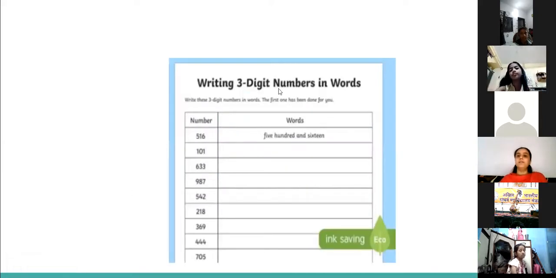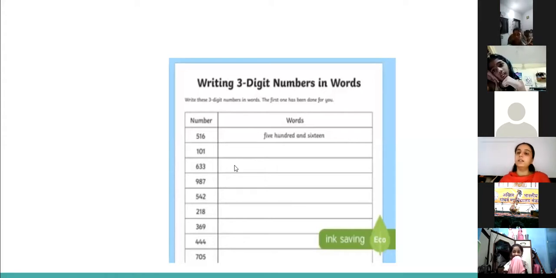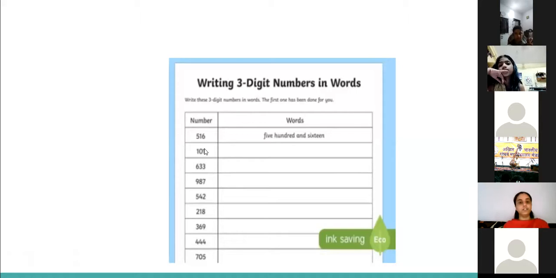Okay. Now we are going to write down the 3-digit number in words. I will be sharing that with you later on when we have our offline class. But today we are just looking at it. See, this is 5, 1 and 6. So we write it down as 516. When we have 101, we write it down as 101. 633. So we read it out as 633. Okay, 987. So this way we will complete all the 3-digit numbers.